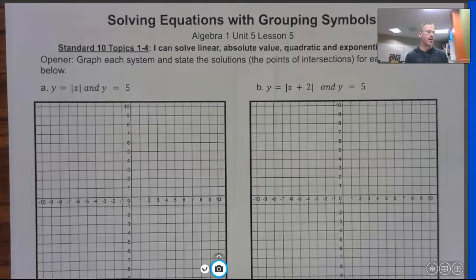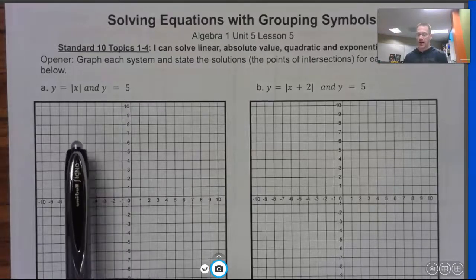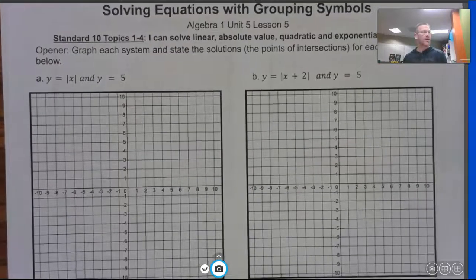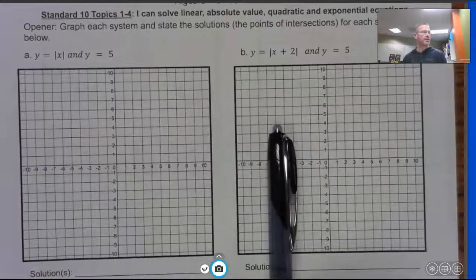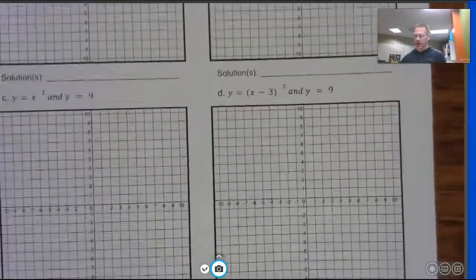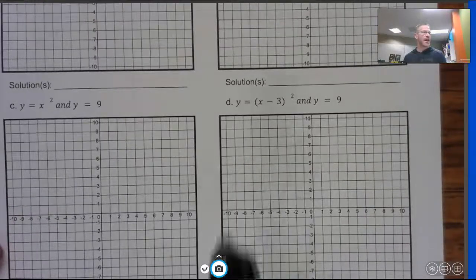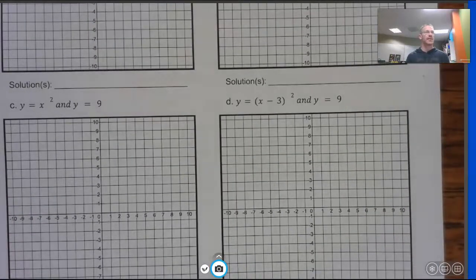So here's what I want you to do. Go ahead and complete parts A, B, C, and D. Sketch those graphs. You have two absolute values on A and B, and a quadratic and a quadratic. I want you to sketch both those graphs, find those points of intersection, and then flip the video back on, and we'll see how you do.